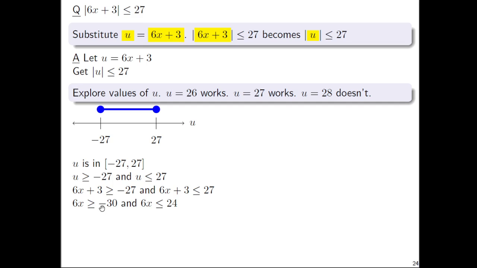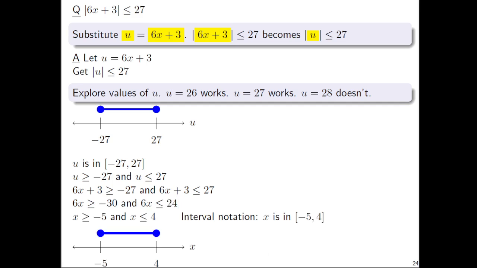Be careful. Notice there's a negative 30 here. This is not a negative 30 here. This is a 24. Now take both inequalities and divide by 6 on both sides. You have x is greater than or equal to negative 5 and x is less than or equal to 4. The interval notation for this would be bracket negative 5 comma 4 bracket. And then a number line diagram for x, not for u, but for x now, would be negative 5 to 4, including the endpoints and then filling in between.